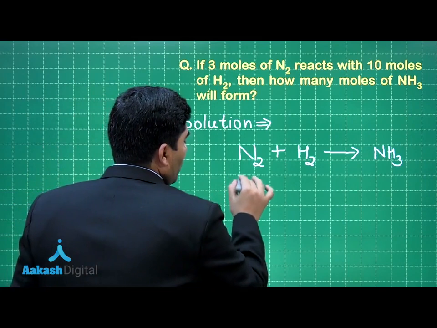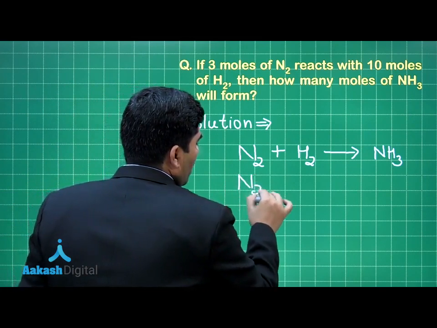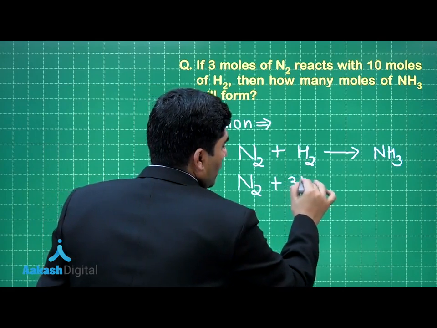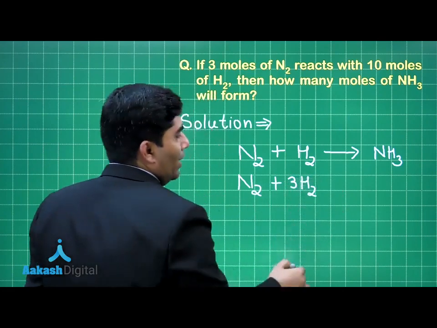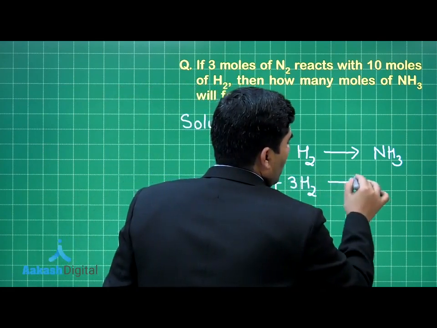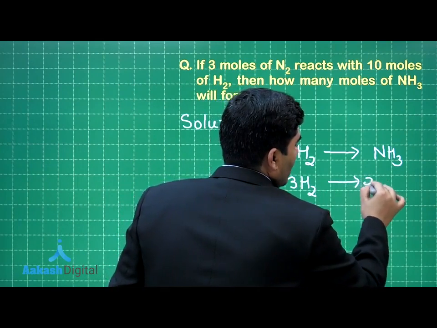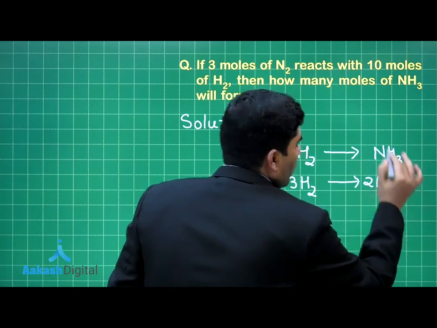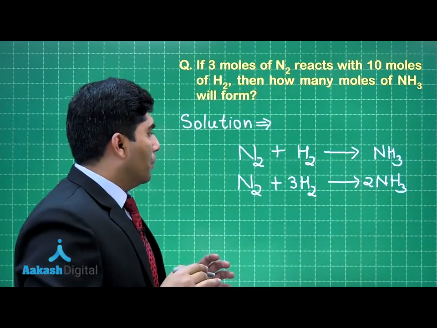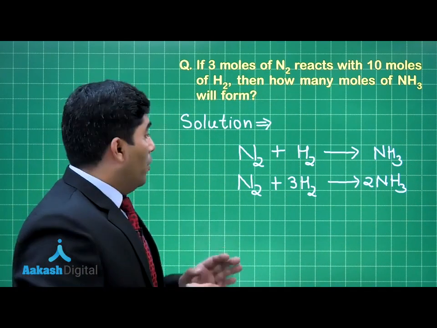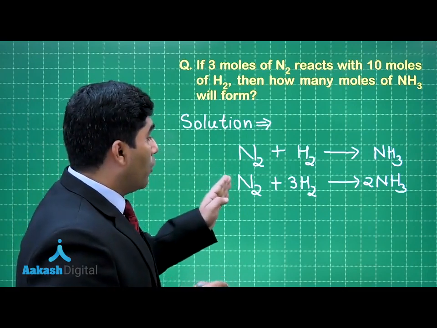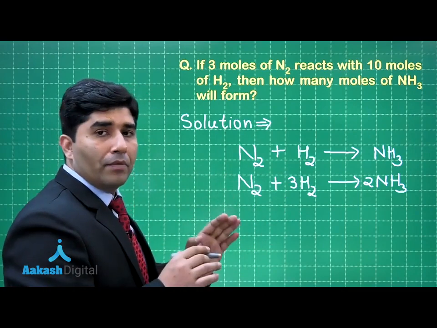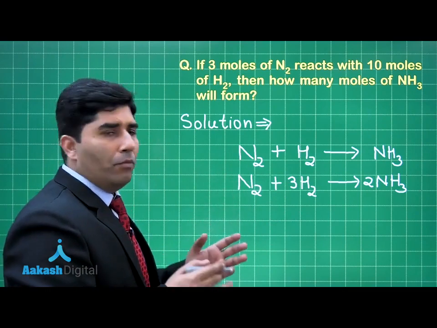So N2 plus 3 H2 will give us 2 NH3. Now what we have to do, we have to use the ratio of the moles, that is 1:3:2 to find out the answer. Let's write the initial number of moles.